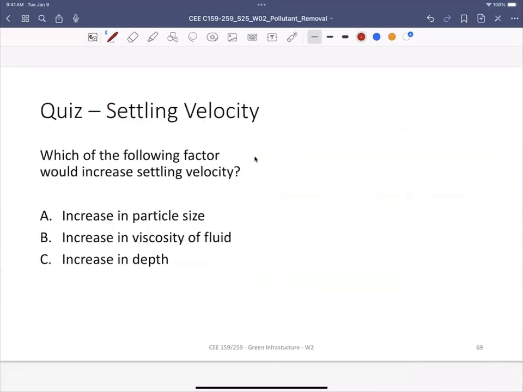All right, so you've learned the process you can use to calculate settling velocity. Here is a quiz question: which of the following factors would increase the settling velocity? You can think about this for a second, and then we can answer the question.